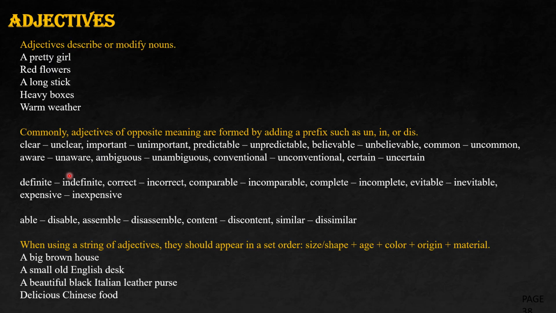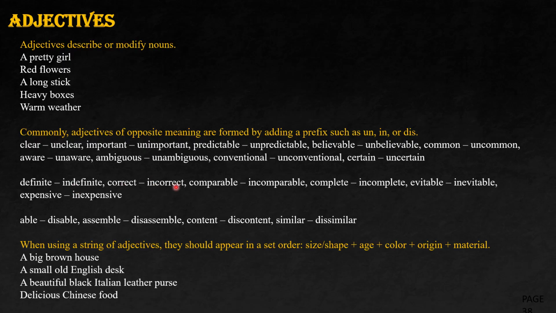So when it comes to commonly used adjectives, we have opposite words for the adjectives. We try to add un, in, and dis prefixes to convert into a positive and negative meaning. Clear, unclear; important, unimportant; predictable, unpredictable; believable, unbelievable; common, uncommon; aware, unaware; ambitious, unambitious; conventional, unconventional; certain, uncertain. Other things like definite become indefinite. Correct, incorrect.